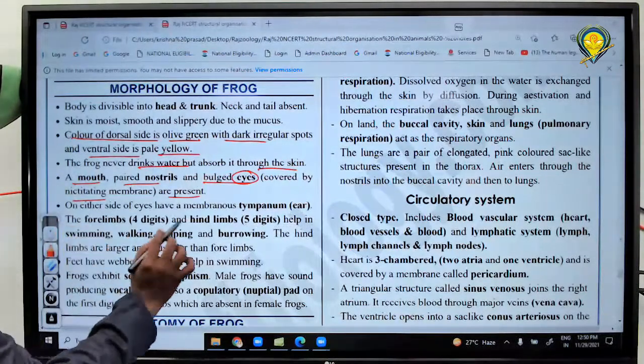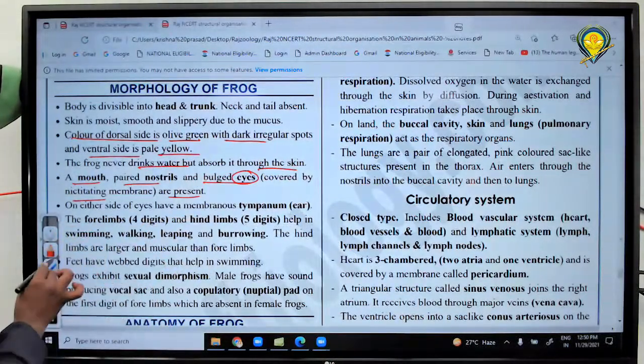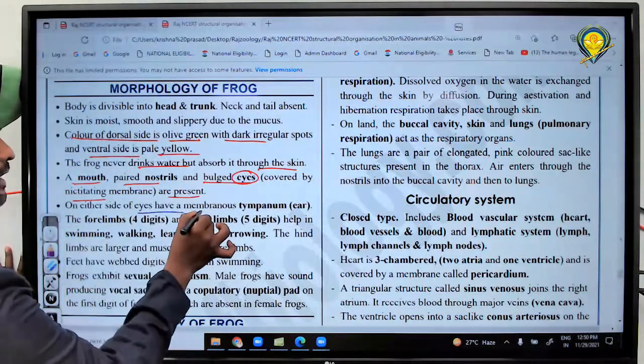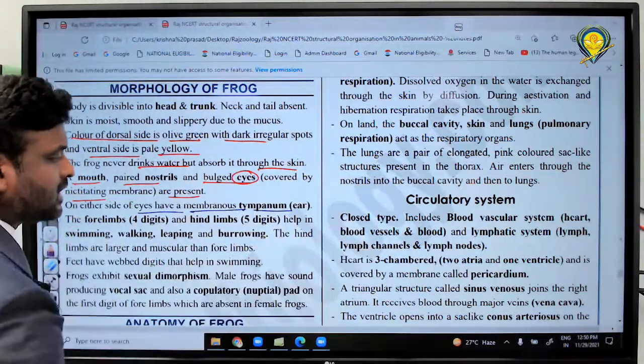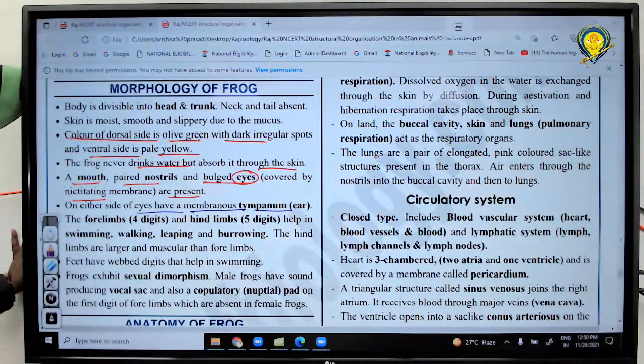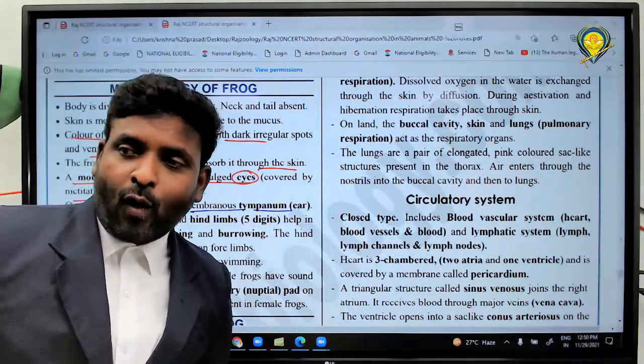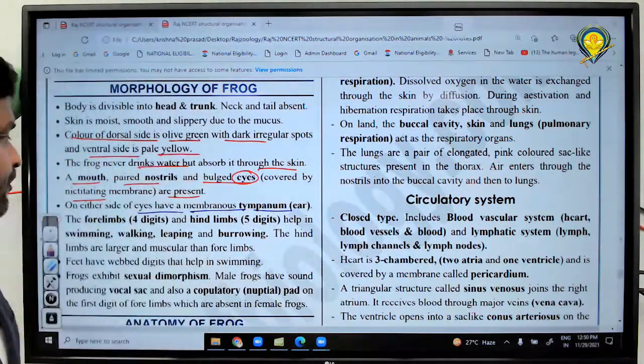And next one, on either side of the eyes, right? What is the structure called? Tympanum. The tympanum represents what? It can detect vibrations from the surroundings. Got it? That is what.